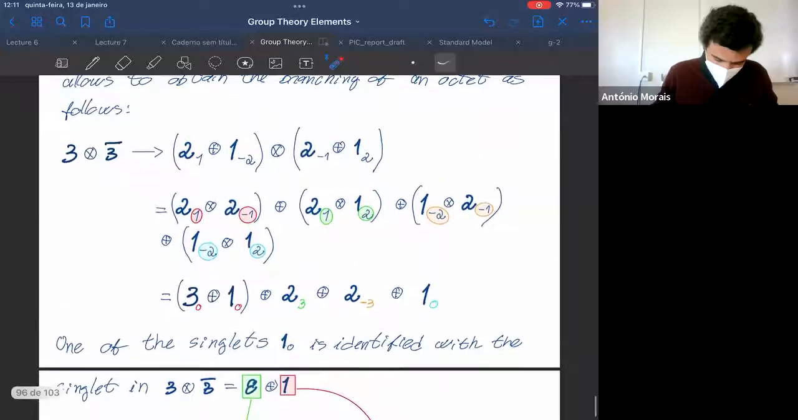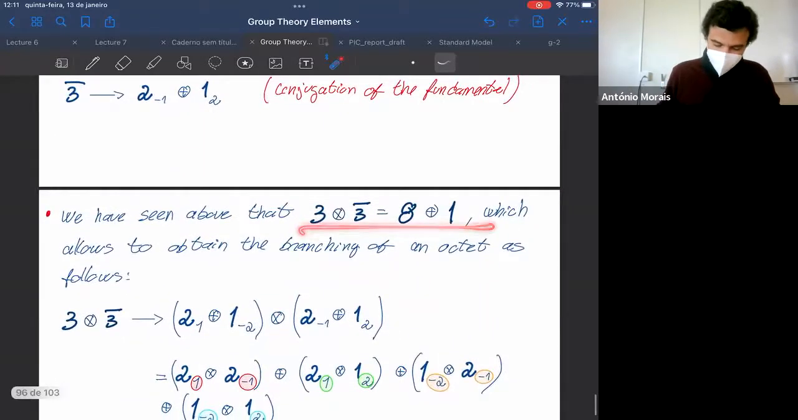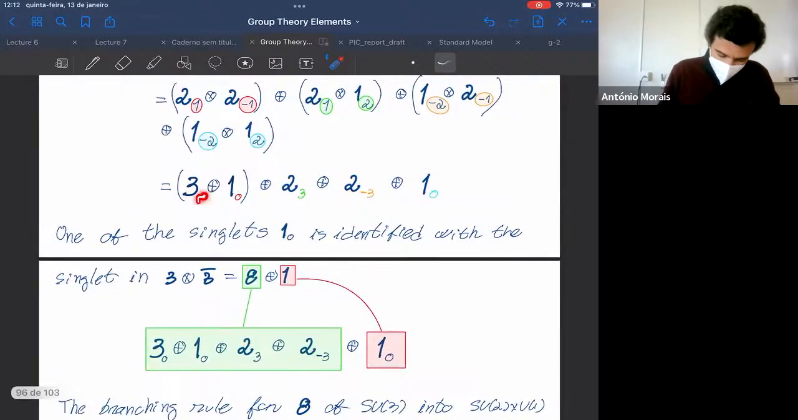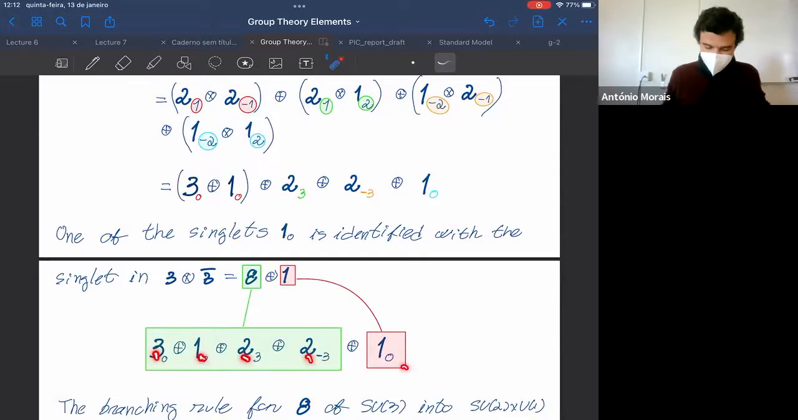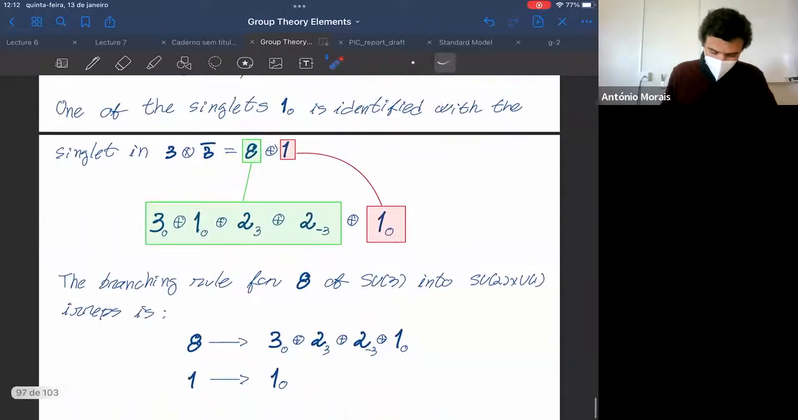So you finally get, in total, that 3 times 3 bar equals 8 plus 1. And this is what you know from the SU3 calculation. Now you compare with the final result: 3 plus 1, plus 2, plus 2, plus 1. You immediately identify this singlet with one of the singlets. It doesn't matter which one in this case, because they are identical, but separate. So this with this. And you identify the octet with the remaining: 3 plus 1 plus 2 plus 2. It's 8. So this is how you get the branching of the octet and also of the singlet of SU3 into SU2 cross U1 irreducible representations. There are codes to do this, of course, but here you learn how to do it by hand.